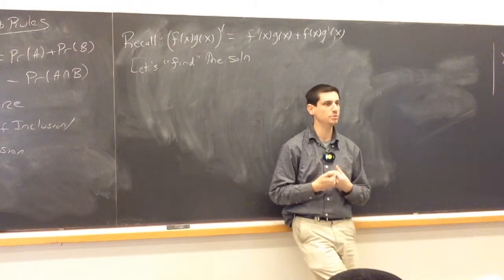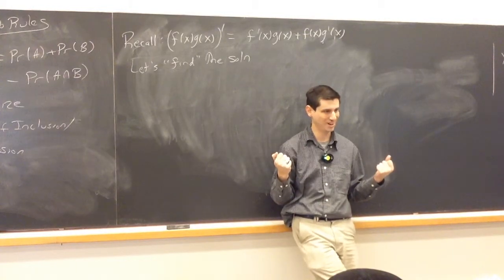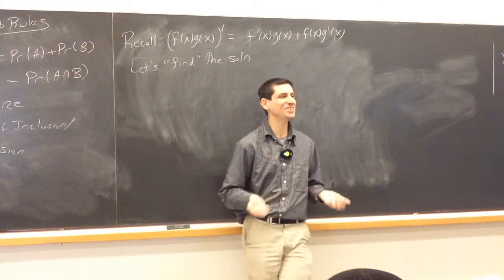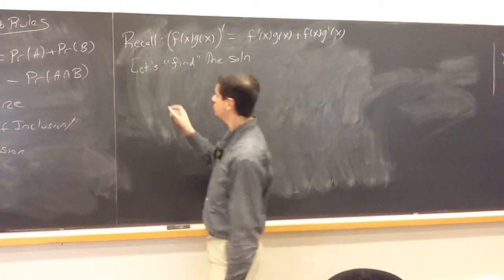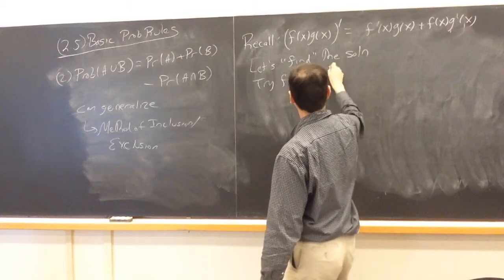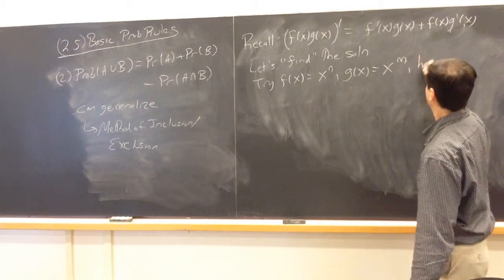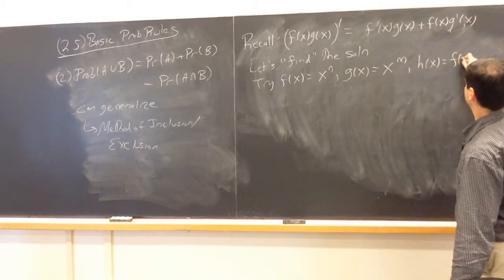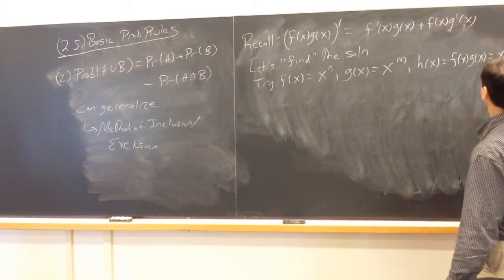Can you generalize that a little bit more? Y equals x to the what? Push it a little bit more than just x to the 1. X to the n. So let's try f of x equals x to the n, g of x equals x to the m, and h of x is f of x times g of x, which is x to the m plus n.